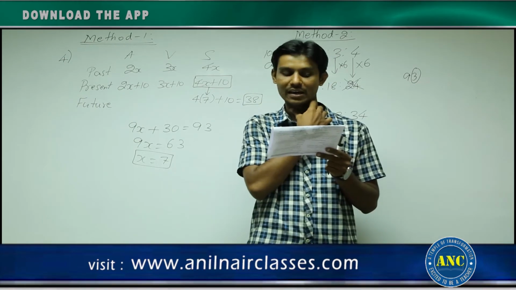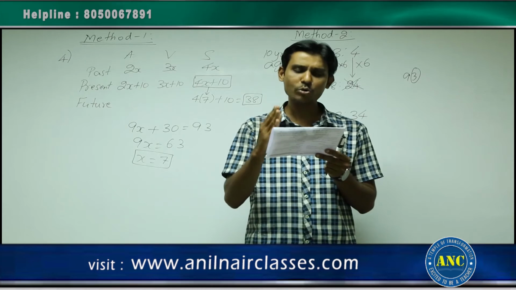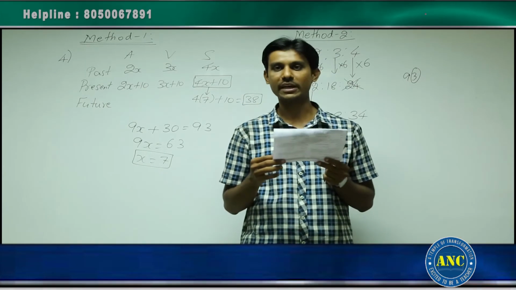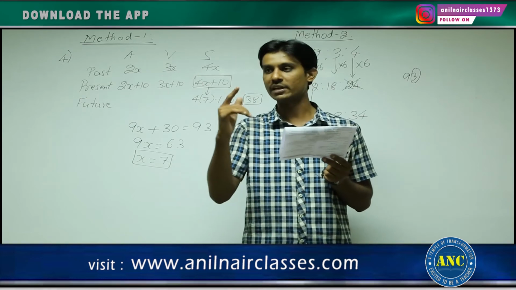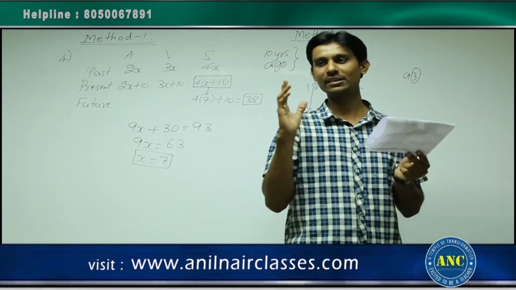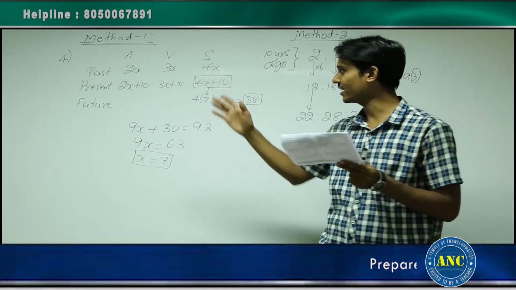Second option, 10 years ago. Now they are 40 and 60. 10 years ago they will be 30 and 50. 30 is to 50. Is it 3 is to 5? Yes, it is 3 is to 5. Therefore, 10 years is correct. That's all. Nothing is required.